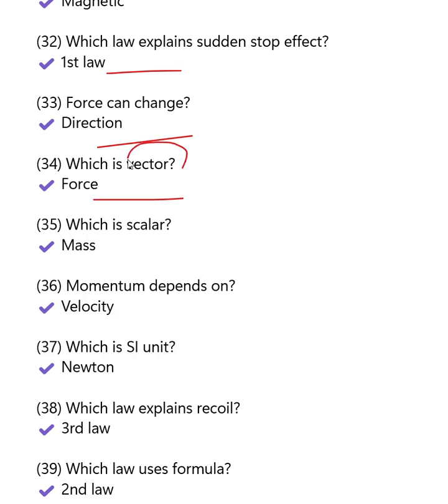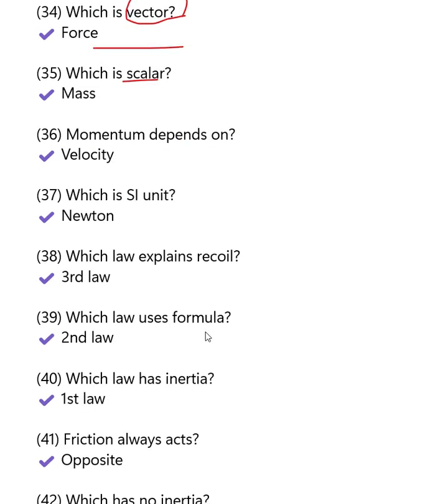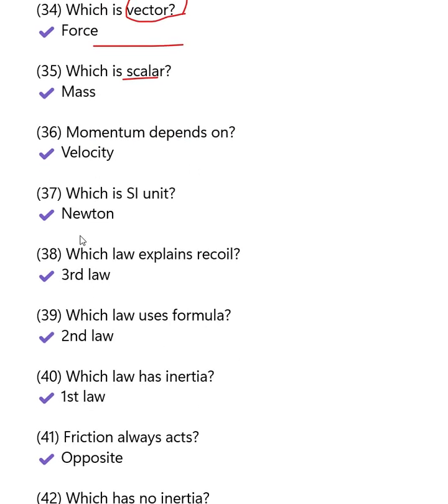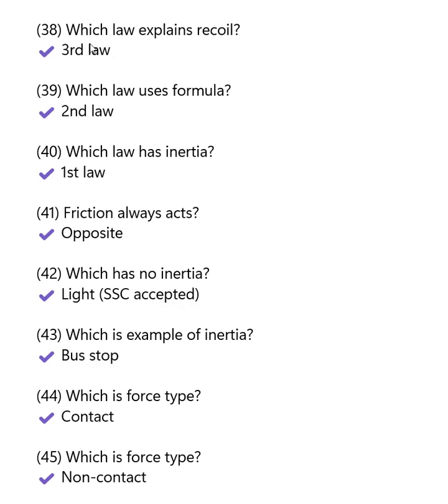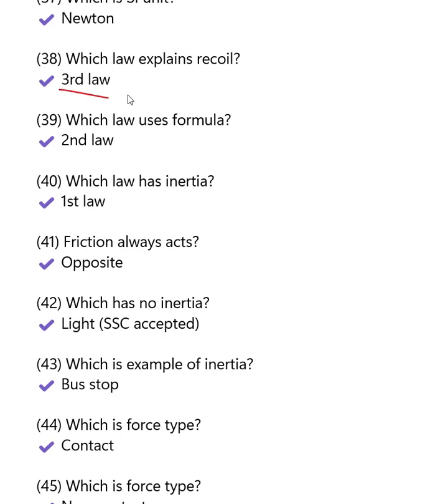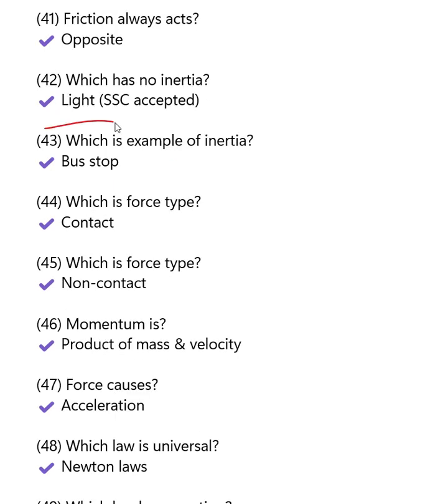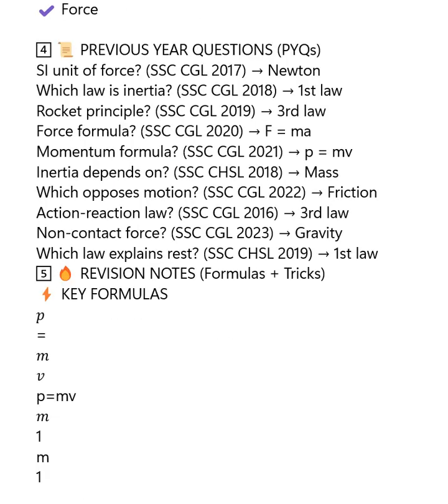Vector is basically that which has magnitude as well as direction, and a scalar does not have a direction. Momentum depends on the velocity. And which law explains the recoil is your third law. Which law uses the formula F equals ma is your second law. Which has no inertia is your light. These are your previous year questions.